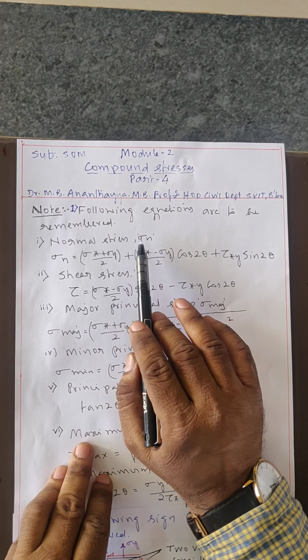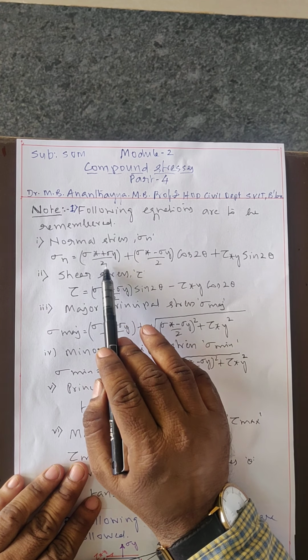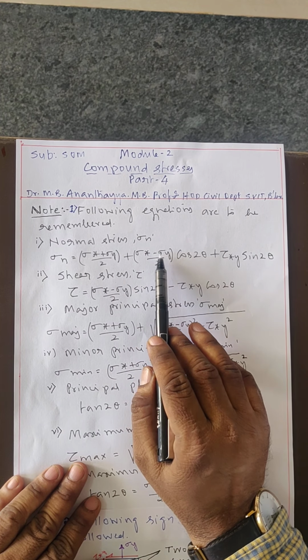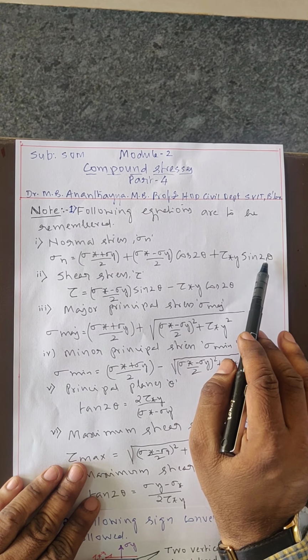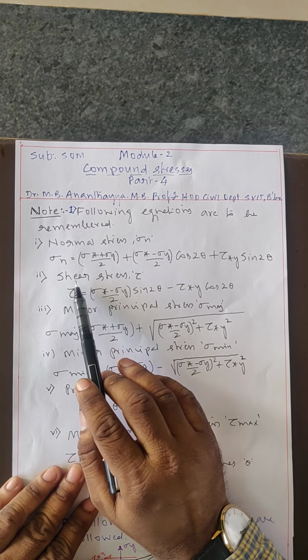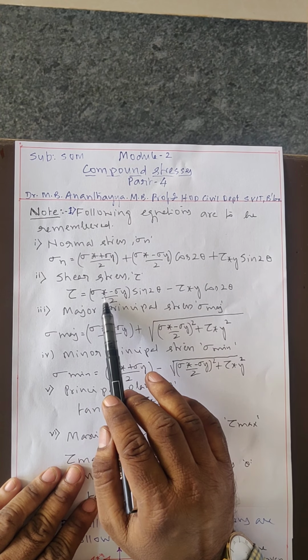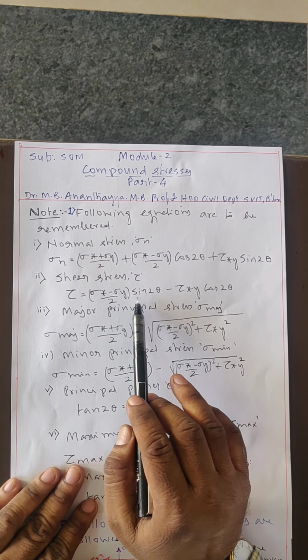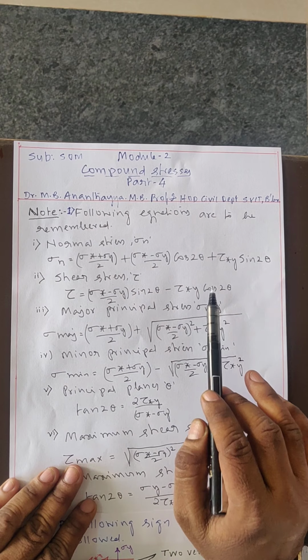First, normal stress sigma n. Normal stress sigma n equals (sigma x plus sigma y)/2 plus (sigma x minus sigma y)/2 cos 2 theta plus tau xy sin 2 theta. Similarly, the second equation is for shear stress tau. Shear stress tau equals (sigma x minus sigma y)/2 sin 2 theta minus tau xy cos 2 theta.